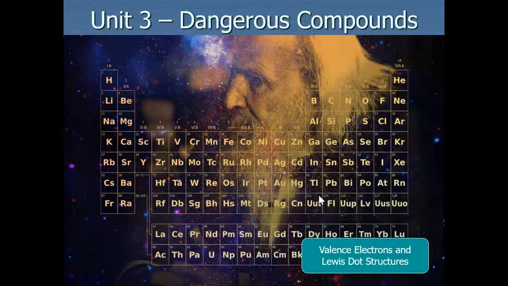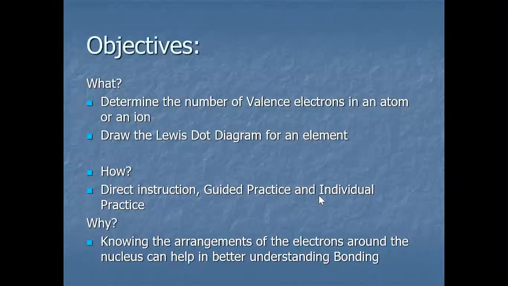Hello, Chemistry versus Space Science. This is the first of two videos for lesson number 2. This one's going to have valence electrons and Lewis dot structures. A couple things we're going to be doing here is try to figure out the number of valence electrons in an atom or an ion, and then to be able to draw the appropriate Lewis dot structure or Lewis dot diagram for an element.